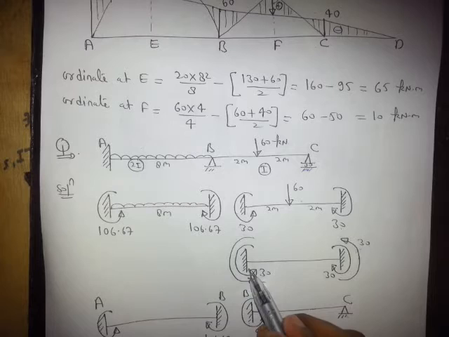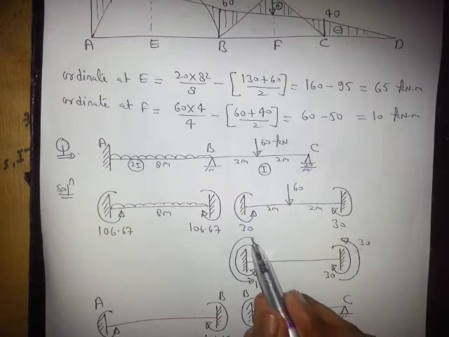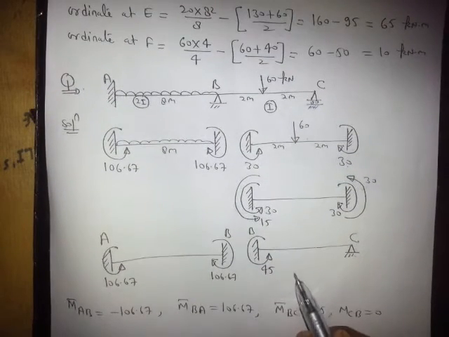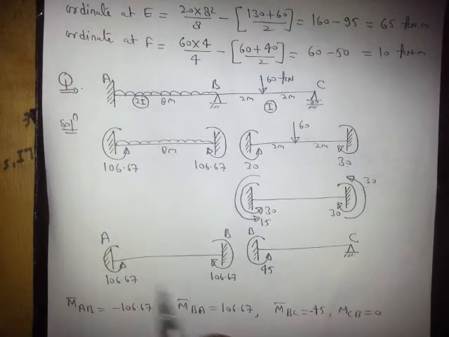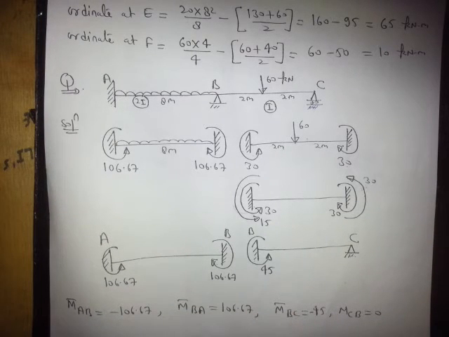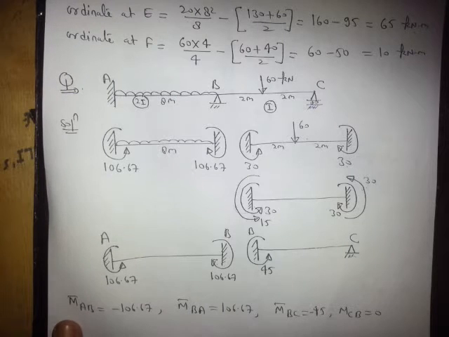If the far end is fixed, I have assumed the far end is fixed, so this is the 15. So the total at this end will be 30 plus 15 equal to 45, and here will be 0, but here will be 106.67. Now I will write the fixed end moment like M bar AB.